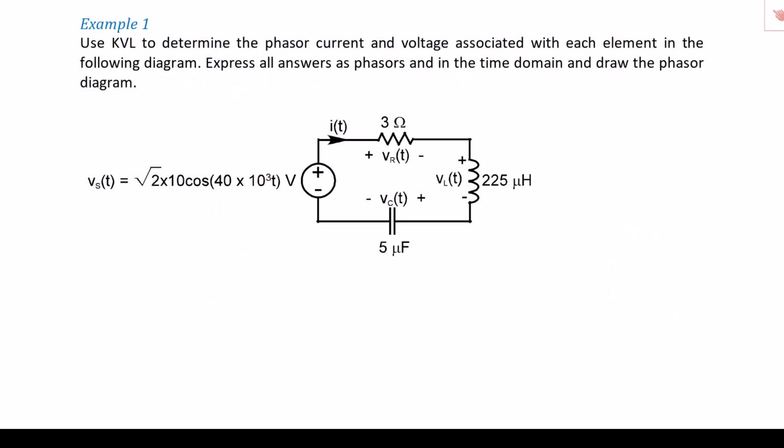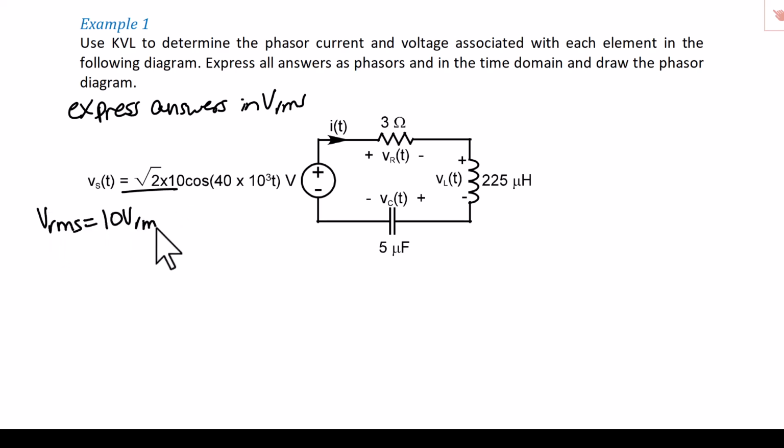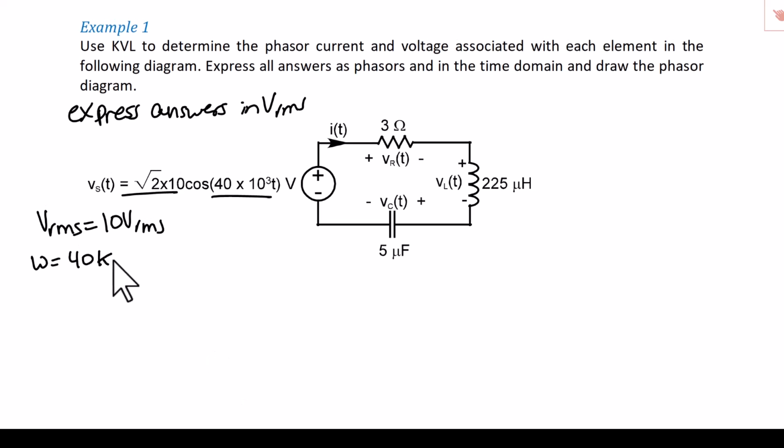All right, let's try another example. Use KVL to determine the phasor current and voltage across each element in the following diagram. Express all answers as phasors and in the time domain and draw the phasor diagram. We're going to express our answers in terms of volts RMS, which means that if our source is the square root of 2 times 10 cosine 40,000t, then VRMS is 10 volts RMS, and our angular frequency would be 40,000 radians per second.